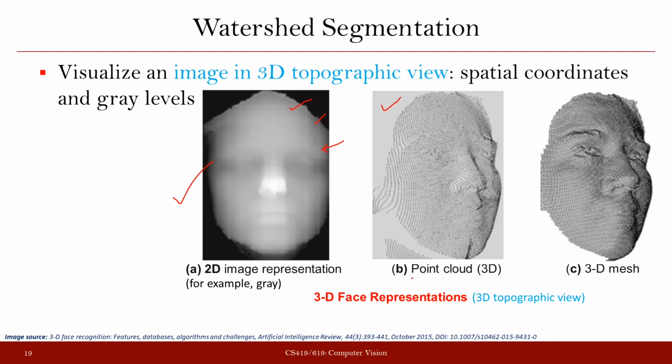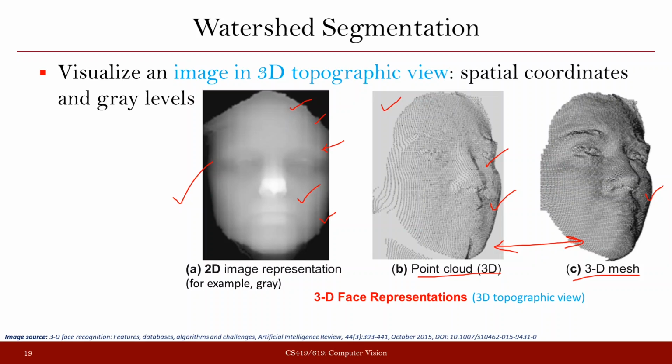This is a point cloud representation where every pixel is represented as a point, but there are also methods where you can triangulate this and have a better visualization. These two are representing the same thing. This is a 3D representation of this 2D image, and this is also a 3D representation of the 2D image. So when we are using watershed segmentation, the gray value that we have with respect to a pixel is going to serve as the depth.